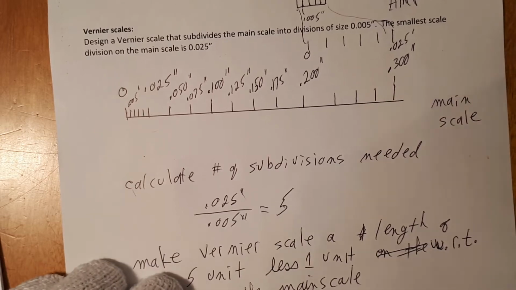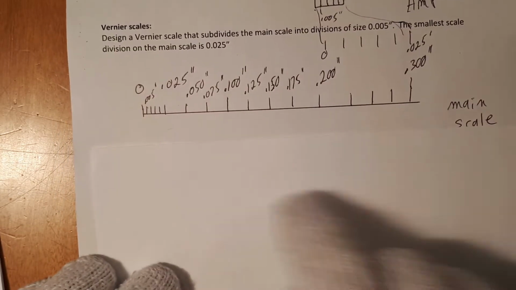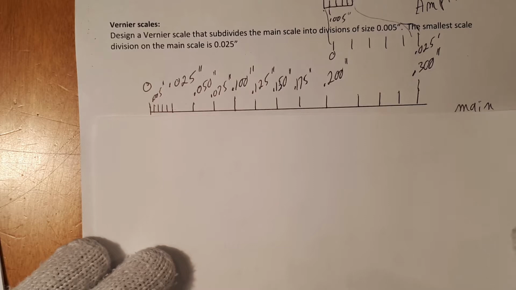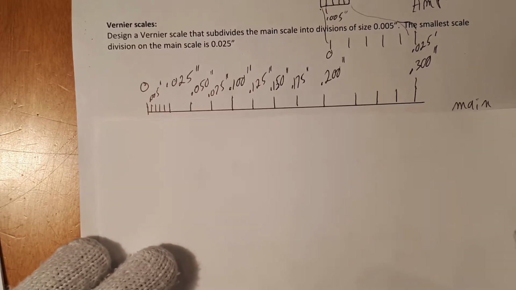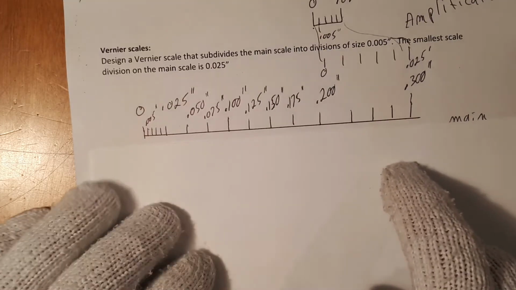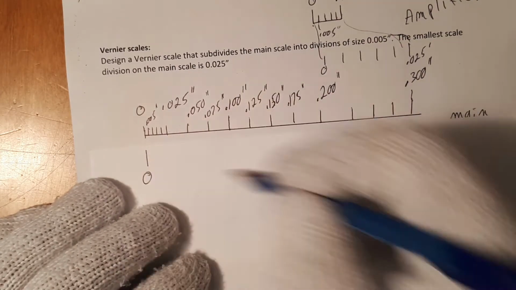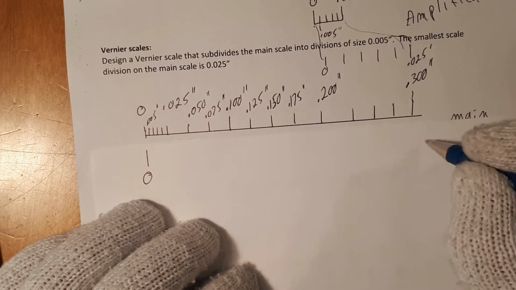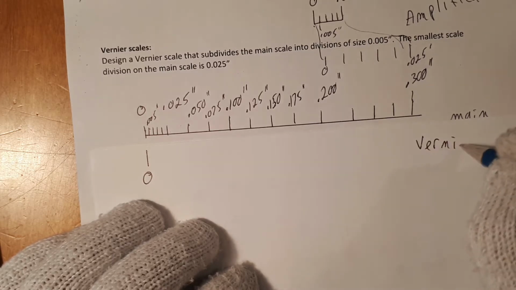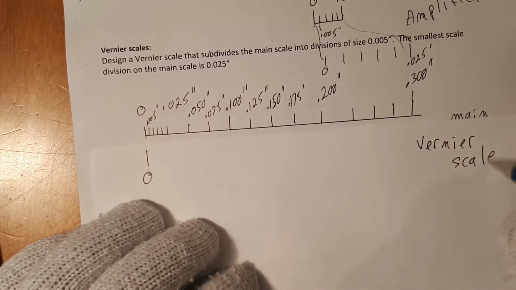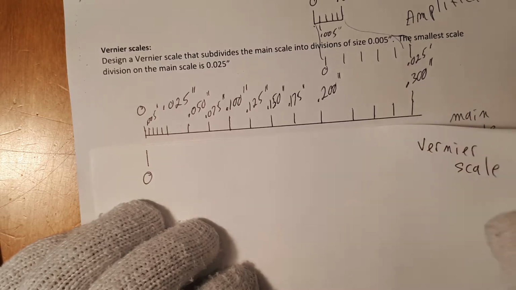I'm going to use this other piece of paper here to represent the slide that you saw earlier, so that I can slide it back and forth. So I'm going to draw the Vernier here, and they're both going to start at 0. Here's my 0. This is going to be my Vernier scale. And this one above here, well, that's the main scale.